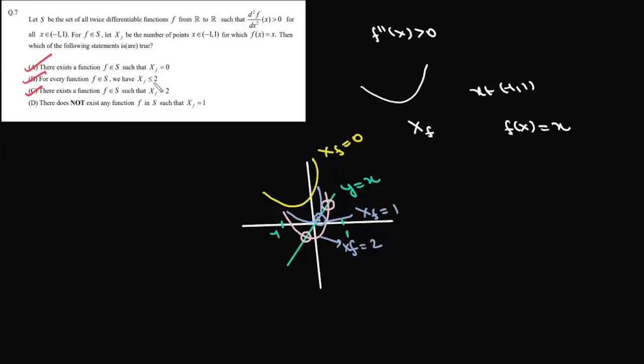xf is always less than or equal to 2. And option D is there does not exist any function such that xf equal to 1. Now this is incorrect, because we can have a function which can just touch this line in this interval. So option D is incorrect. So the correct options are A, B and C.